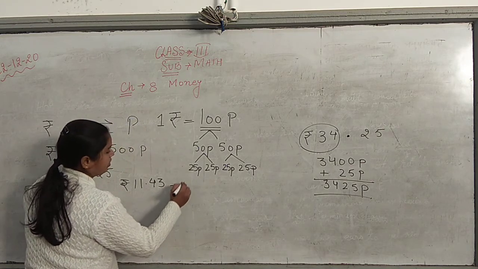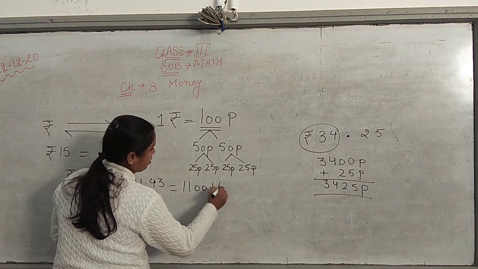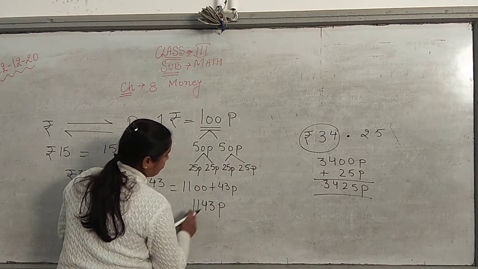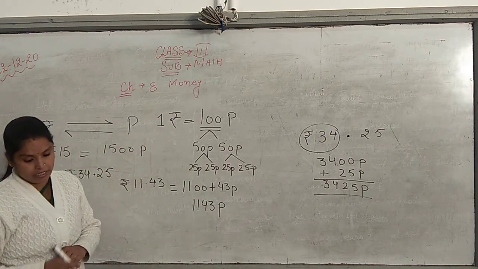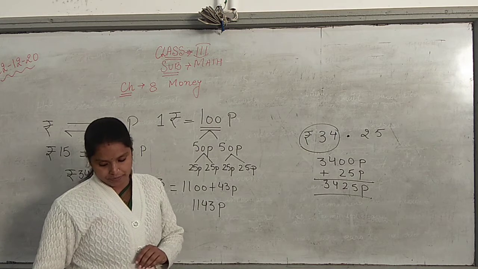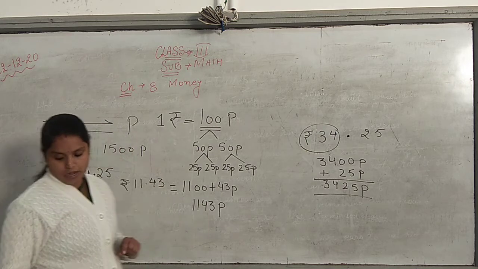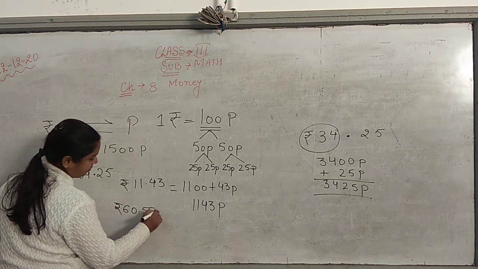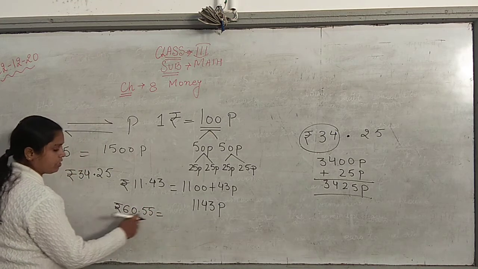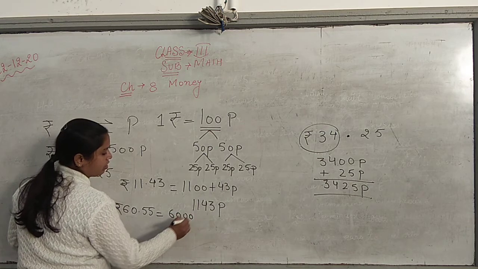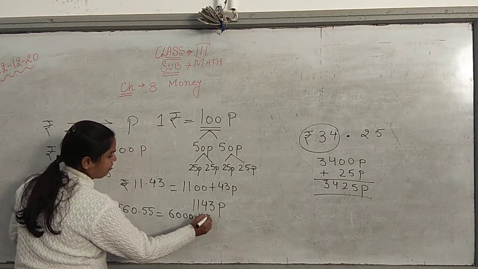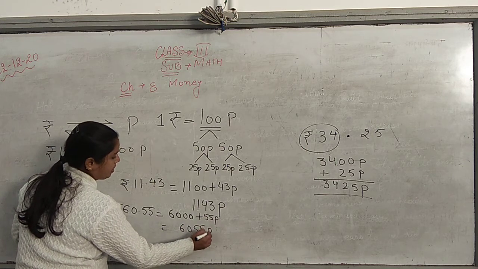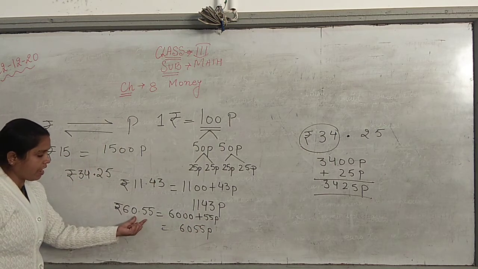It will become 1100 plus 43 paise, which gives you 1143. Similarly, you have rupees 60 and 55 paise. How will you be doing it? Rupees 60 becomes 6000, or 6000 plus 55 paise gives you 6055 paise. What I am doing is I am removing the point.